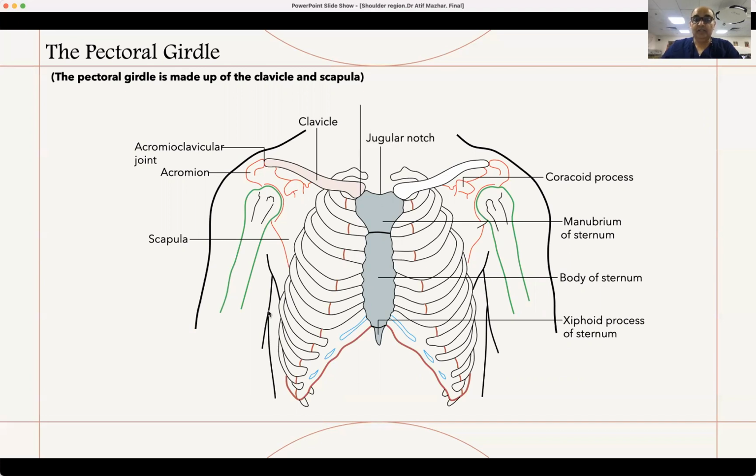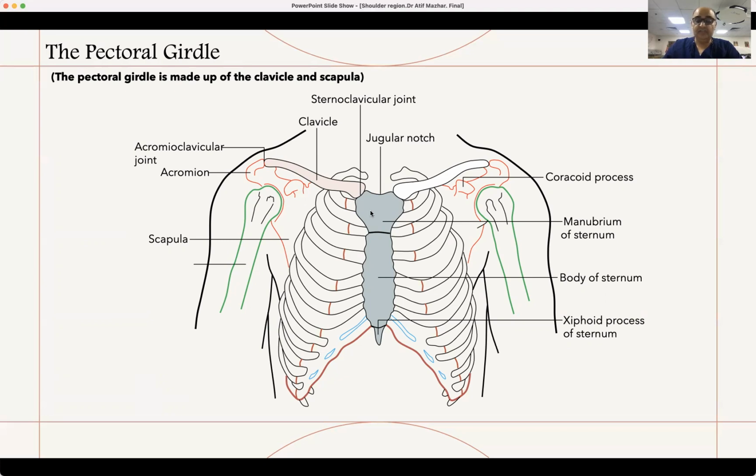And now there is another joint where my clavicle is articulating with the manubrium of the sternum. So this is the sternoclavicular joint. So my clavicle is fixed. It lies horizontally and it's fixed at the medial end with the sternoclavicular joint, and at the lateral end at the acromioclavicular joint. This clavicle is the only bony attachment which connects my upper limb with the bony cage. And this sternoclavicular joint is the only articulation through which my upper limb is connected with my skeleton.